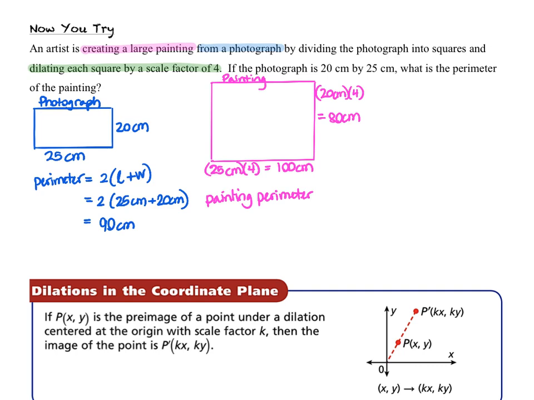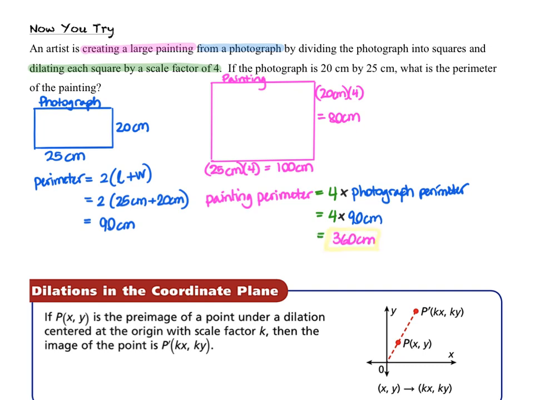So we're only drawing this out to help us visualize what's going on here, but really we didn't have to do it, because what we could say is that the painting perimeter is equal to 4 times the perimeter of the photograph, which means we can calculate it using the photograph perimeter that we found of 90 centimeters. And when we multiply by the scale factor of 4, we get 360 centimeters, which is the perimeter of the painting.